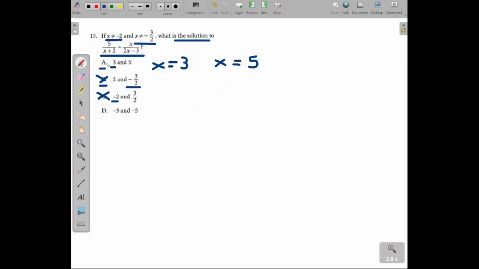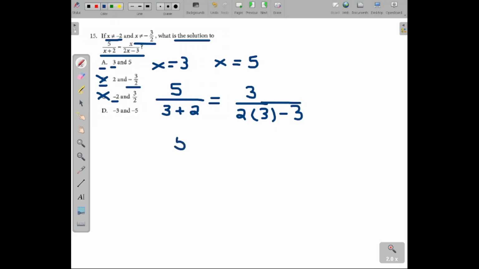So let's start with A, and we'll replace those values in the equation. The first fraction, 5 divided by x, where x is 3, plus 2, equal to the second fraction: x is equal to 3, divided by 2 times x, where x is equal to 3, minus 3. That's the fraction. Now let's solve this fraction.